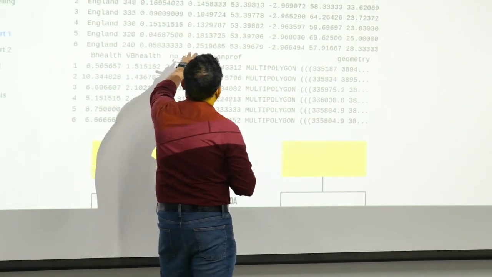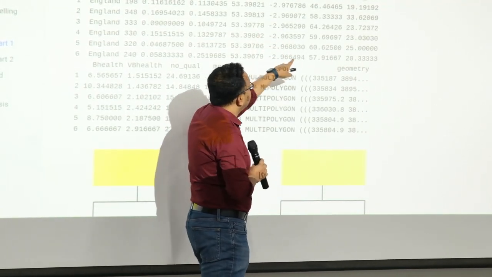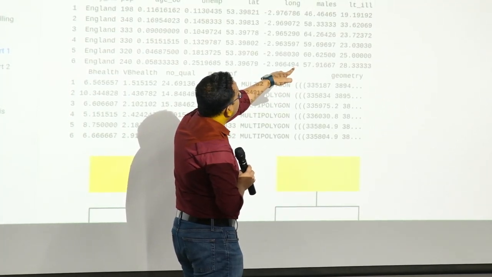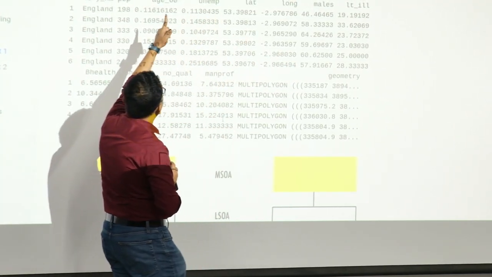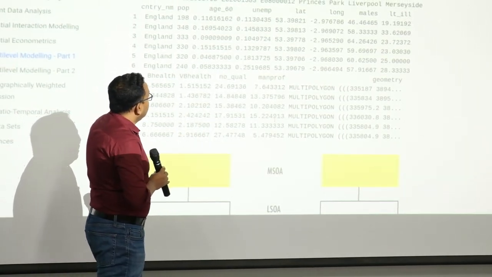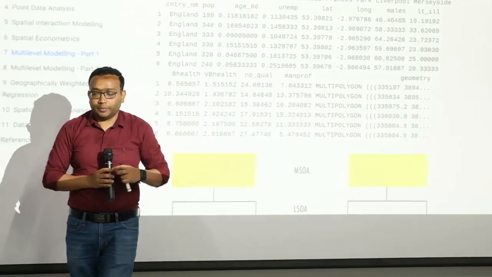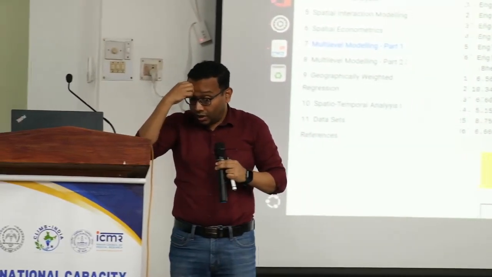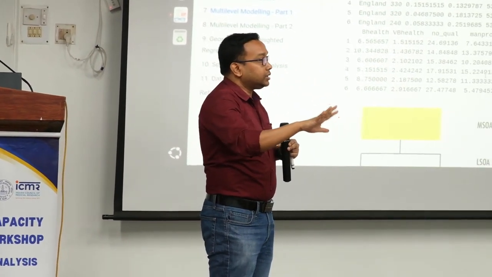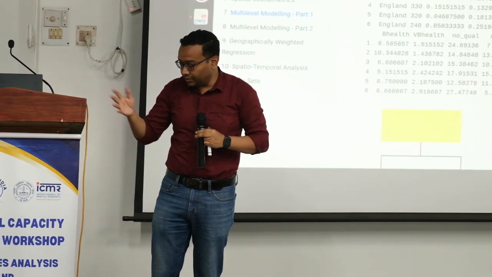So the percentage unemployed. The lat long, these things are centroids. Males, and the proportion of males, I think. I forgot, but those are mentioned here, the exact meaning of the variables. And then there's a geometry here, which is why you can plot it on the map and see. So how do you account for this? There is some clustering or dependence. How do we account for the dependence in the same regression?